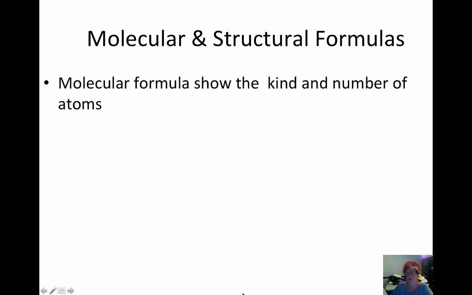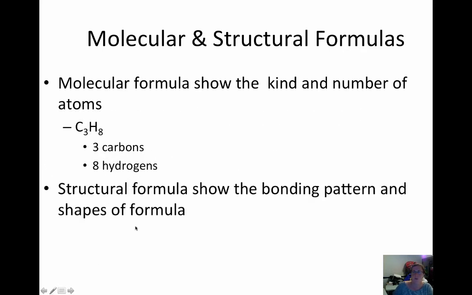So molecular and structural formulas are 2 of the ways that we represent a compound. Molecular formulas show the kind and number of atoms. So in a molecular formula, you'll find C3H8, for example. And this is an example of a molecular formula, and it tells us that there's 3 carbons and 8 hydrogens. So this tells us what kind of atoms we have and the number of each atom.